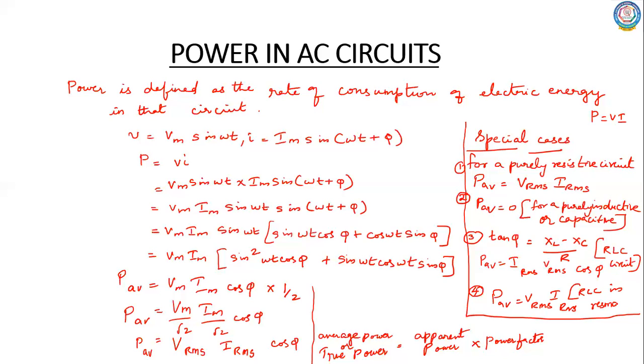So these are the four cases which give information about the power, based on the formula average power equals Vrms Irms cos phi, or apparent power into power factor. Apparent power is Vrms Irms, and power factor is cos phi.